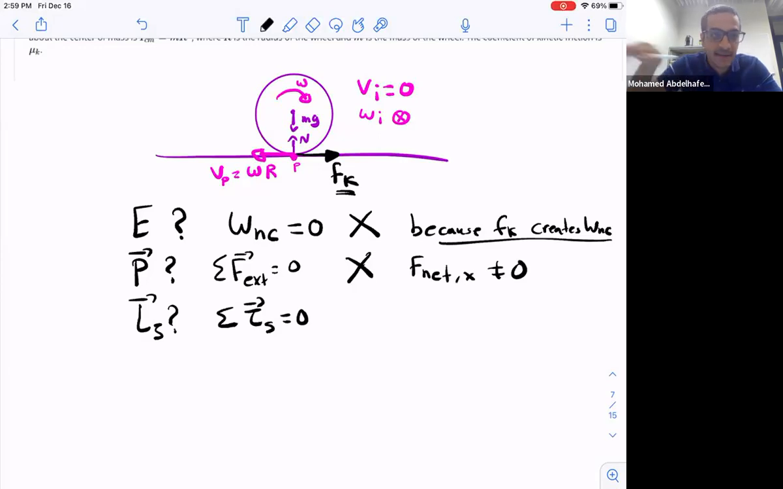You do have a net force. It's again the kinetic friction that's creating trouble here. So kinetic friction dissipates energy, so we cannot use energy. And kinetic friction is an external force to the system, to my ball, to my sphere. So we cannot use momentum. Momentum is changing.